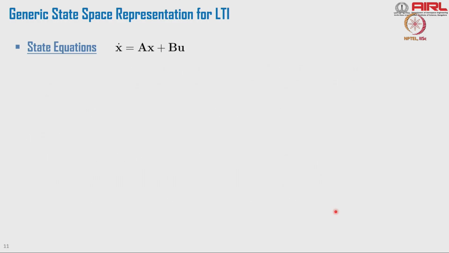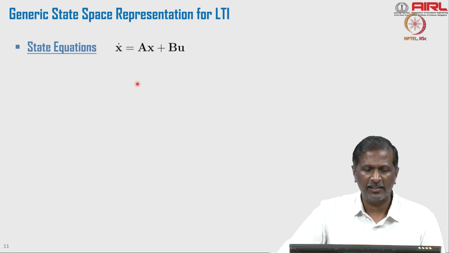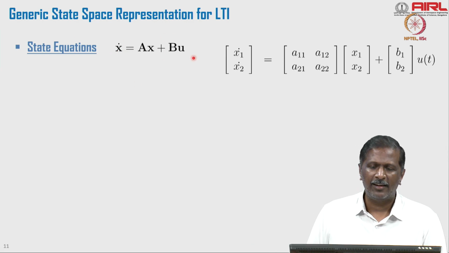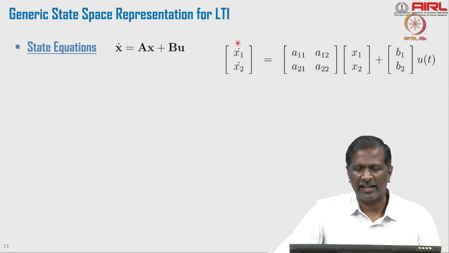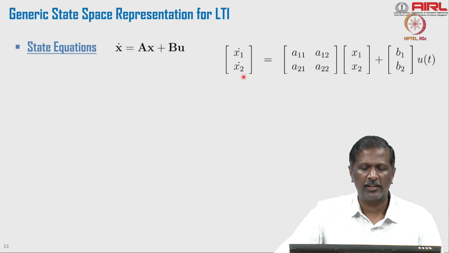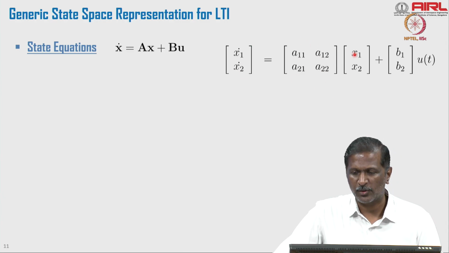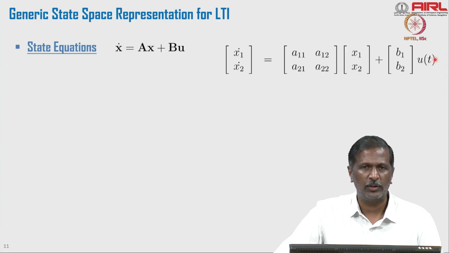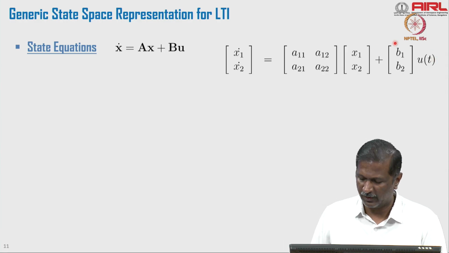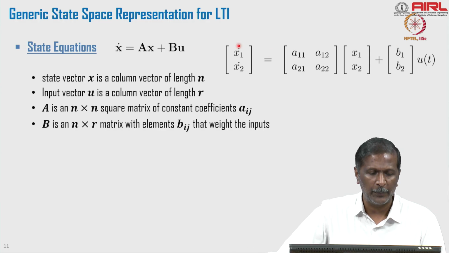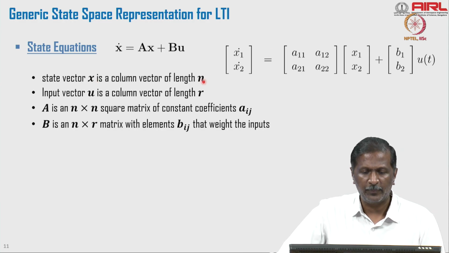So, I can represent it in a nice form, the state equation x dot equal to Ax plus Bu, right. For example, if I take a second order system with x1 and x2, there are two state variables. x1 dot, x2 dot equals the matrix a11, a12, a21, a22 times x1, x2 plus b1, b2 times u. I am talking of a single input here for ease of understanding. X is a column vector of length n, and u is a column vector of length r in the standard definition.